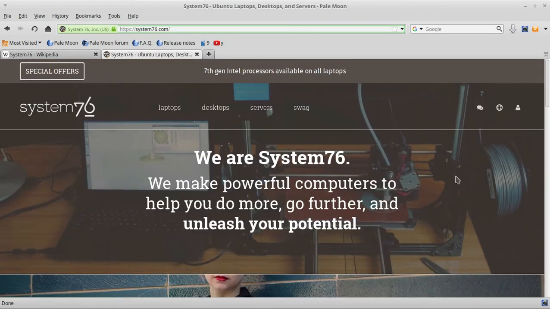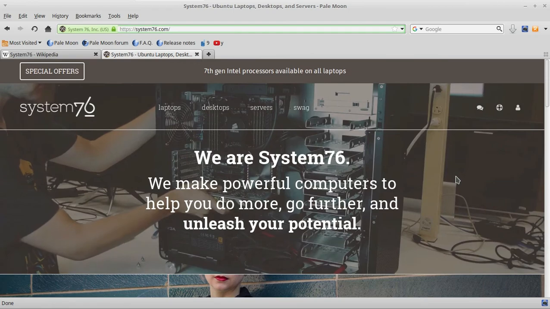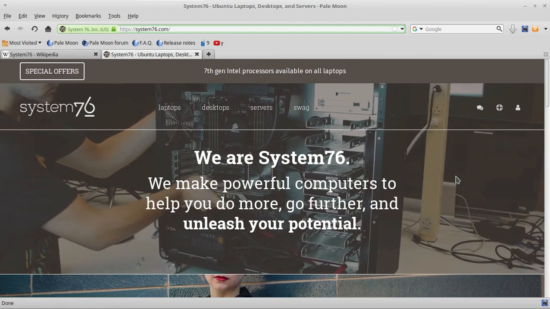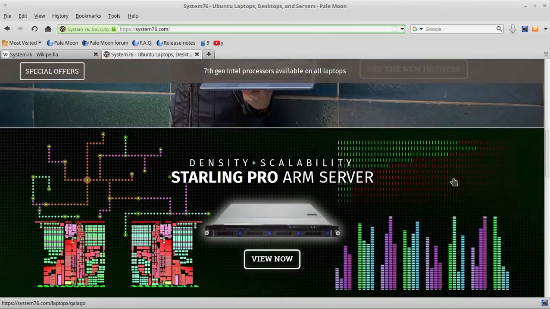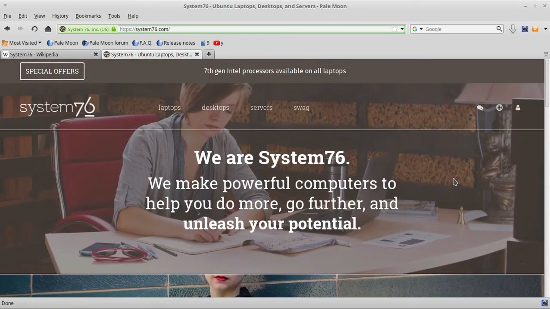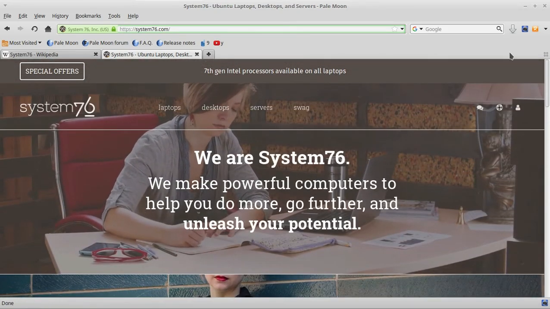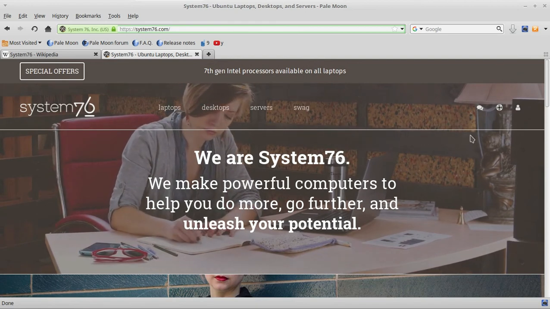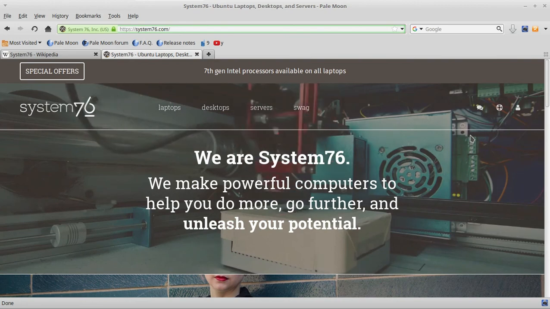And they are System76. They make powerful computers to help you do more, go further, and unleash your potential. Check out system76.com. I will have a link for this below in the show notes. But yeah, this is a very nice American success story. System76.com.